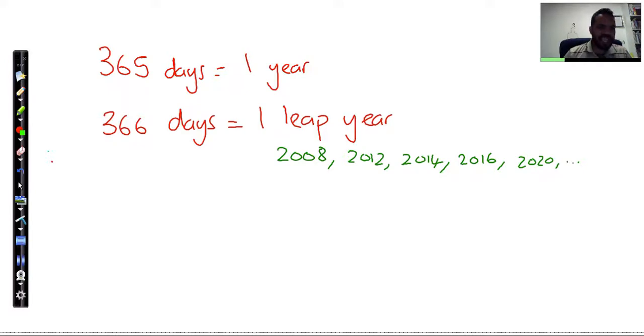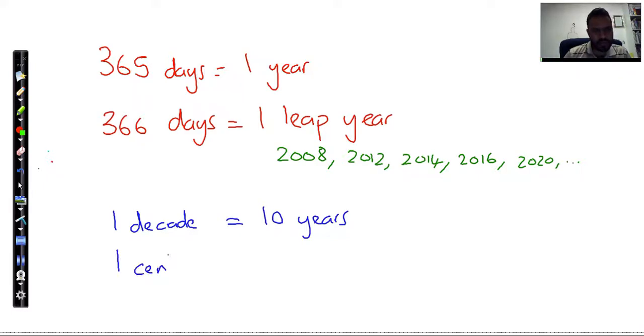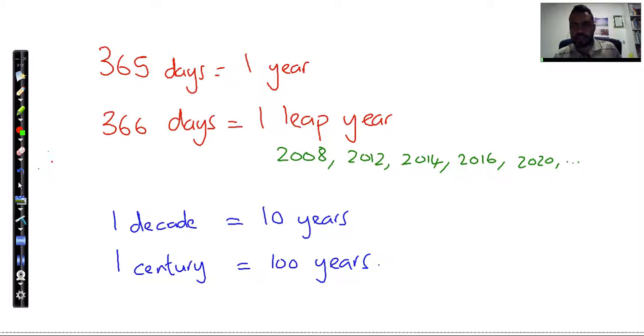Okay, 1 decade. Let's find blue. Let's see if we have a blue pen there. 1 decade is equal to 10 years. Okay, and then of course 1 century is equal to 100 years. Okay, so there we go. That's a basic overview of the general conversions.